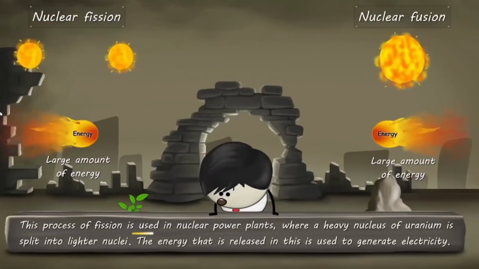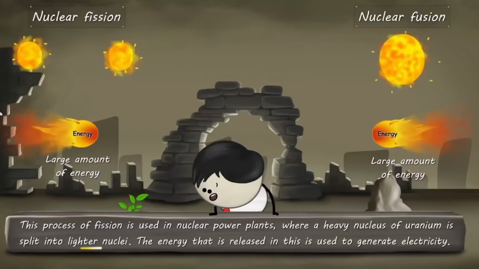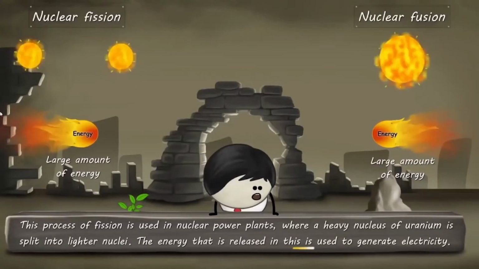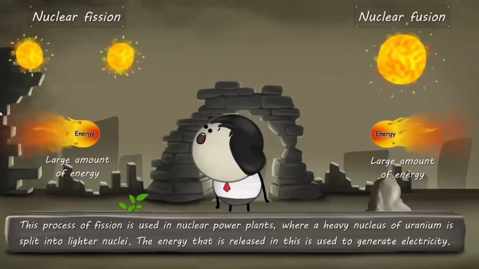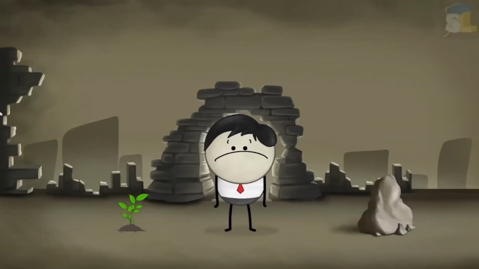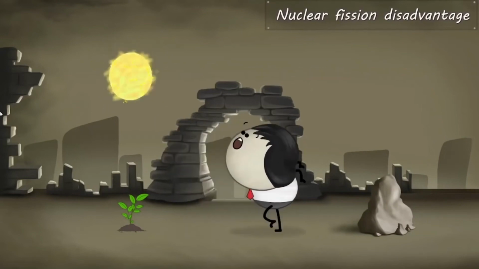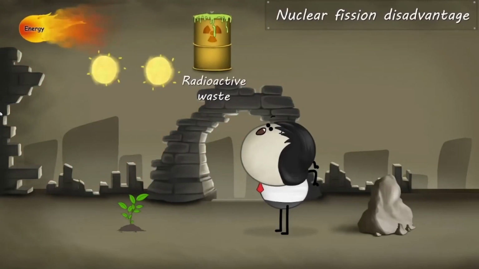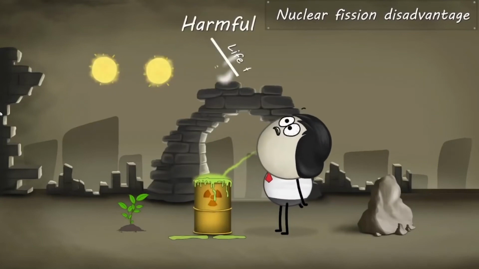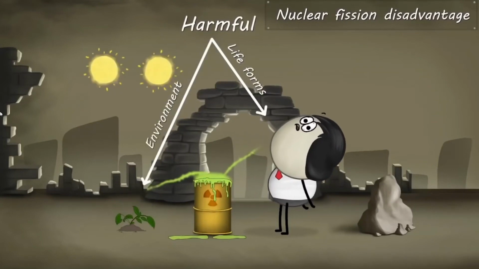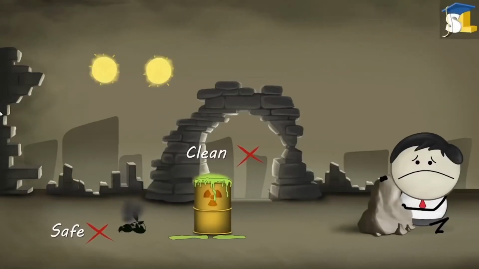This process of fission is used in nuclear power plants, where a heavy nucleus of uranium is split into lighter nuclei. The energy that is released in this is used to generate electricity. However, there is a major disadvantage of nuclear fission. Wondering what it is? The major disadvantage is that uranium is a radioactive element. When uranium undergoes fission, it generates radioactive waste along with energy. This radioactive waste is very harmful for most life forms and the environment. Hence, we need to find a clean and safe source of energy to generate electricity.